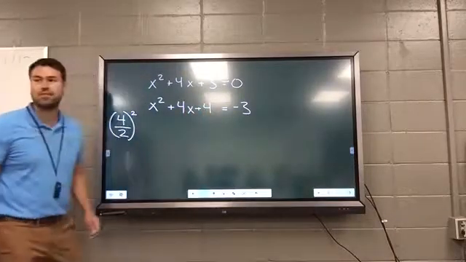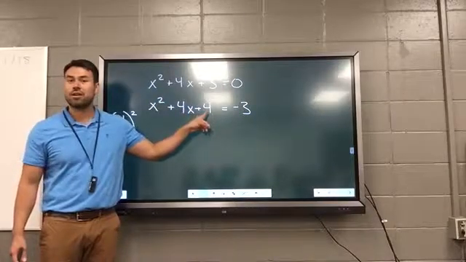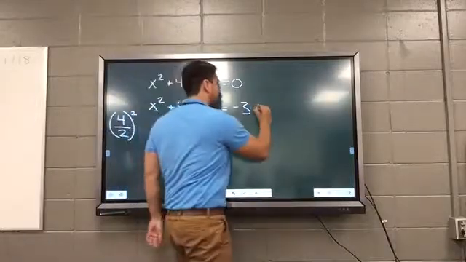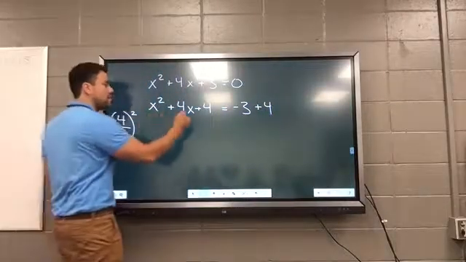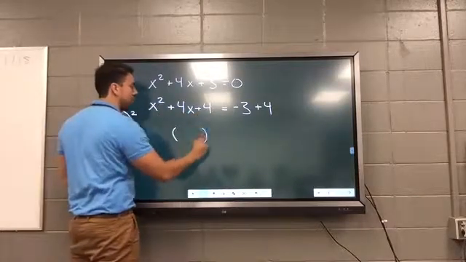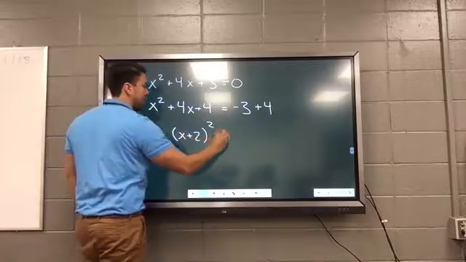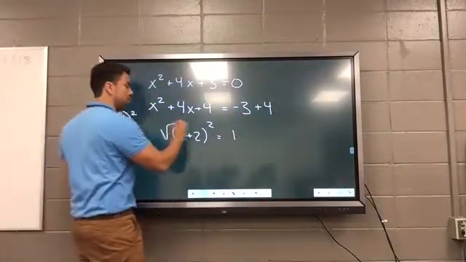Here's what you missed if you maybe didn't get that far. You added 4 here, so you should add 4 on that side. Don't just leave it alone. Got to do it to both sides. Okay, what is the binomial squared, or what's the factoring of this? x plus 2. And then here, I get my 1. Square root both sides.